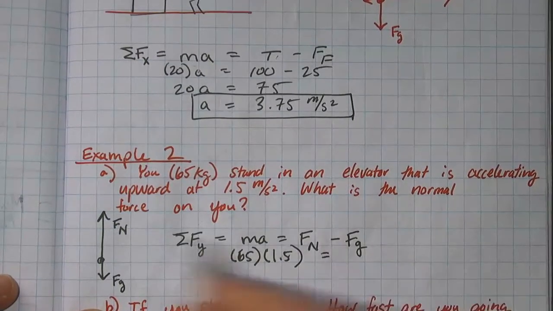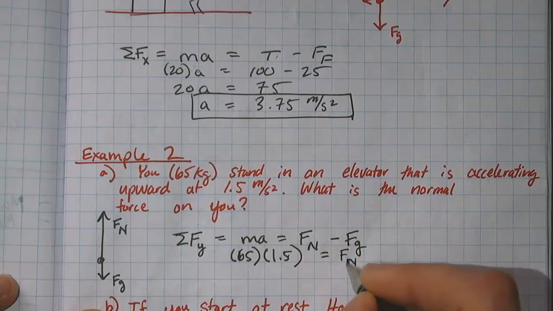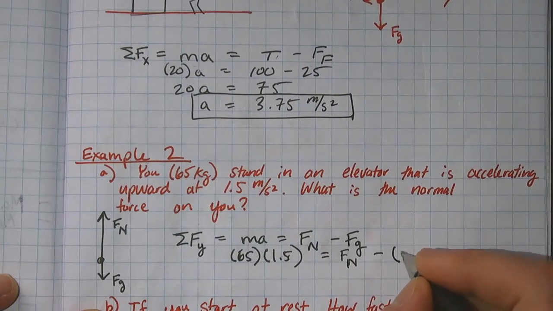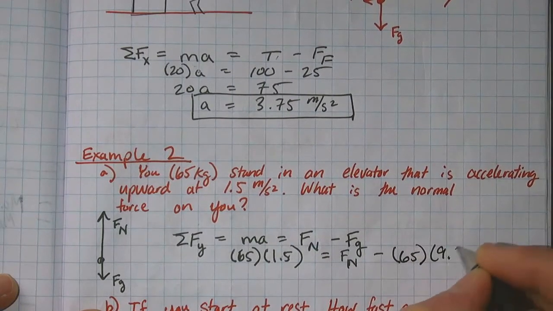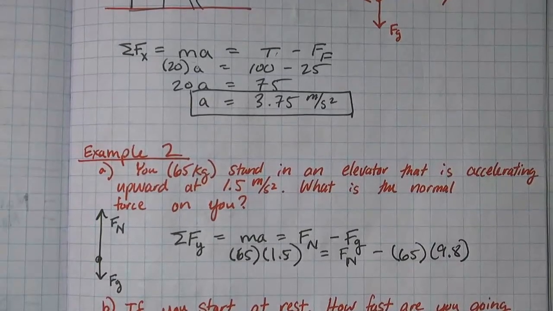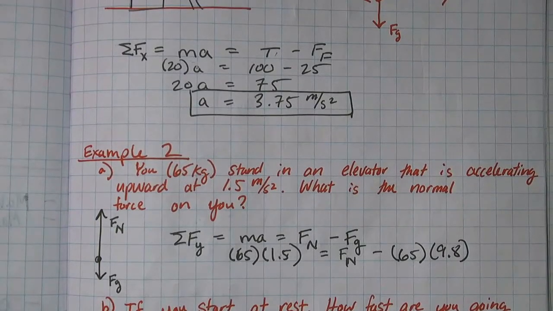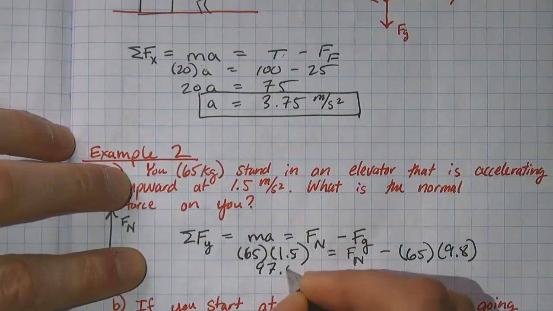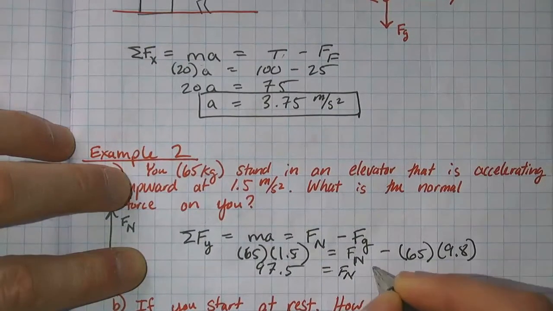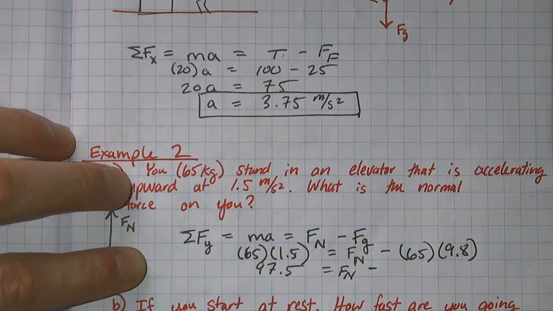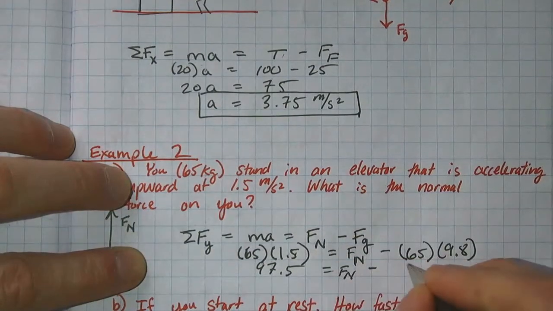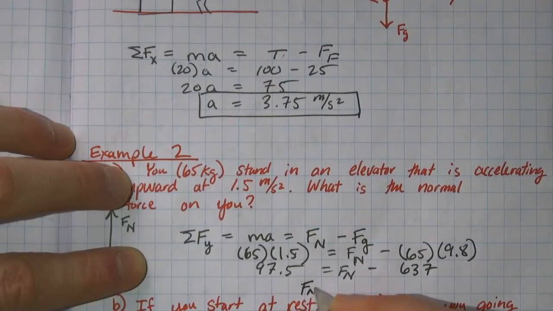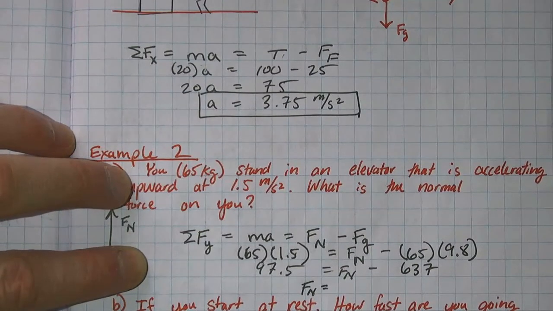We are looking for the normal force, right? So it says what is the normal force? I'm going to leave that there. And let's not forget that the force of gravity is really m times g, so that would be 65 times 9.8. So let's do this: 65 times 1.5 is 97.5. Normal force minus 65 times 9.8 gives you 637. Add the 637 to the other side.